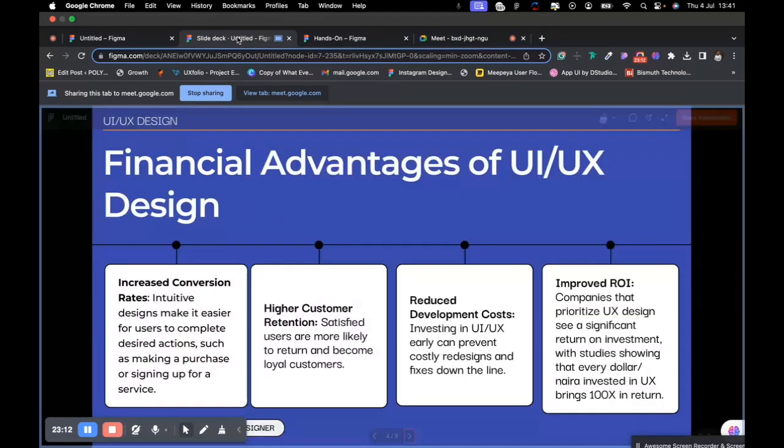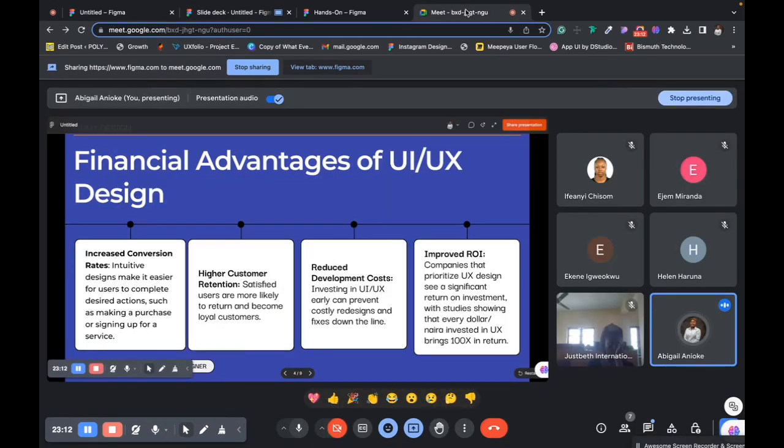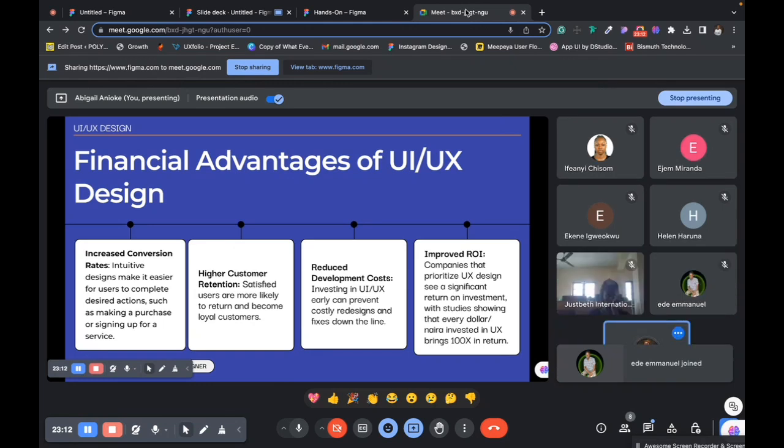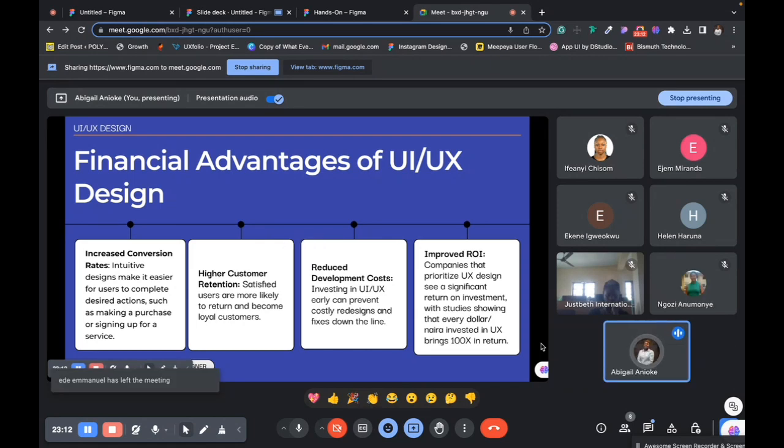Okay, so what are the financial advantages of UI UX? Do we just create good or great UI UX because we just want to do it? Is there really any financial advantage? There are a lot of financial advantages, and that's the reason why lots of companies or organizations need UI UX designers, because they are going to lose tons of money.